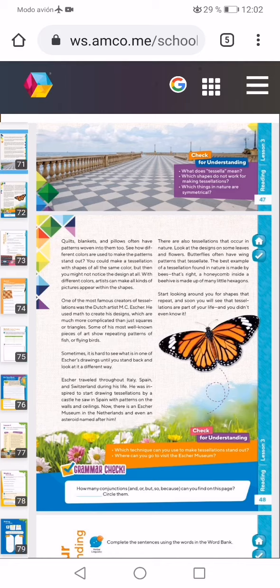Start looking around you for shapes that repeat, and soon you will see that tessellations are part of your life, and you didn't even know it.